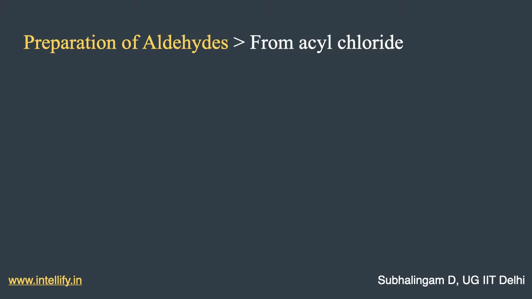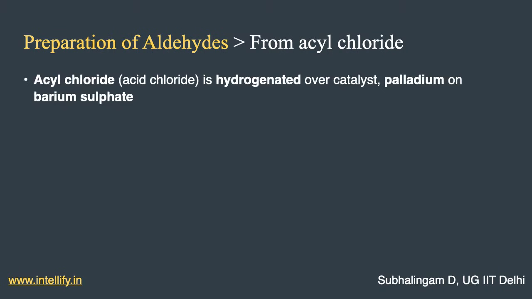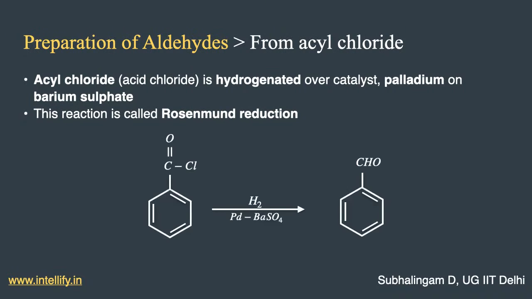Next, we will move on to preparation of aldehydes, and first from acyl chloride. Acyl chloride is hydrogenated over a catalyst like palladium on barium sulfate. This reaction is called Rosenmund reduction, and this is an illustration of such a reaction. When we take the reactant that has an acyl chloride and subject it to hydrogenation with palladium on barium sulfate as catalyst, we get a benzaldehyde.